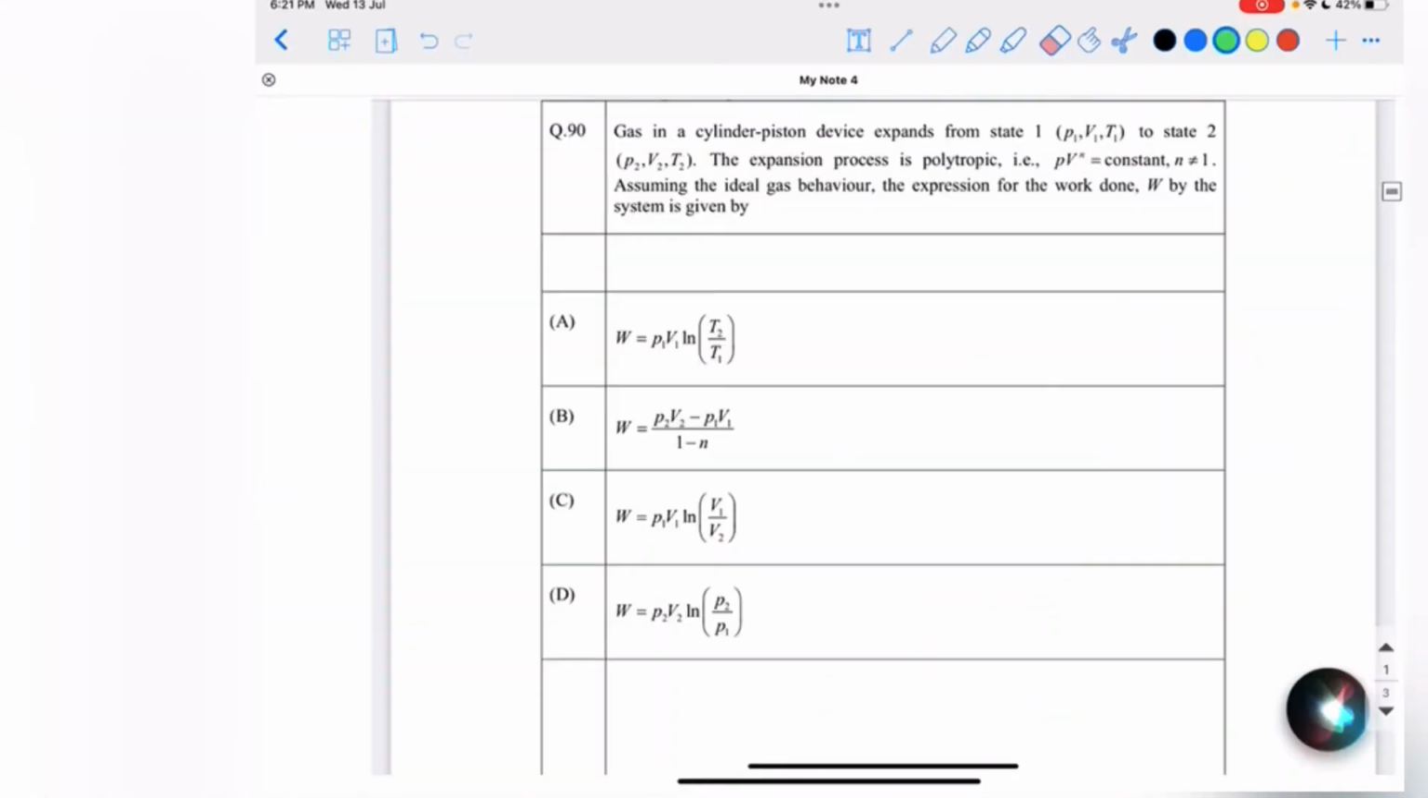Moving on to the next question. It is given that gas in a cylinder piston device expands from state 1 to state 2. The expansion process is polytropic, that is PV^n is equal to constant with n not equal to 1. Assuming the ideal gas behavior, the expression for the work done W by the system is given by.